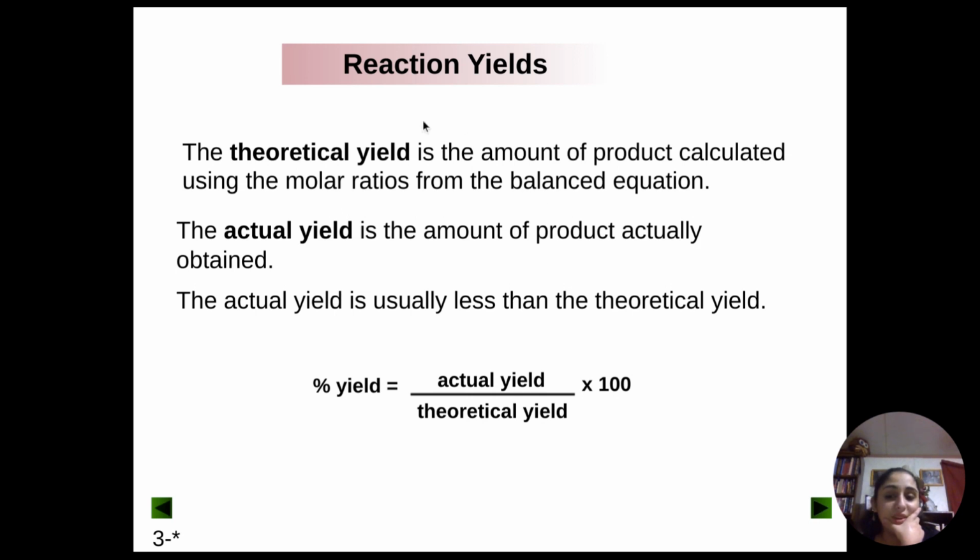And then we have our reaction yield. So the theoretical yield is the amount of product calculated using molar ratios from the balanced equation. The actual yield is the amount of product actually obtained. The actual yield is less than the theoretical yield. So here's how you'd figure out your percentage yield. So you'd get the actual yield and the theoretical yield, divide them, and then times that by 100, and that would give you your percentage yield.